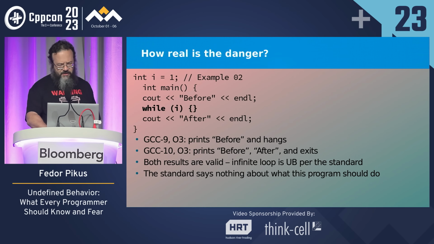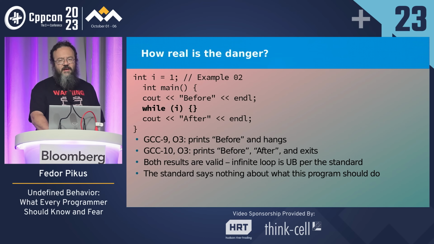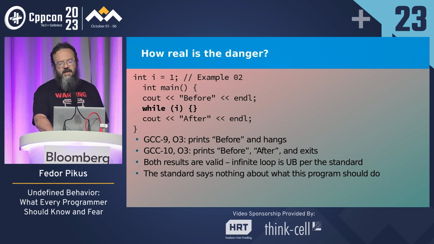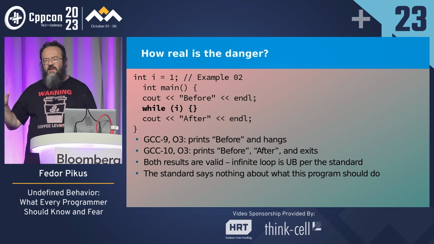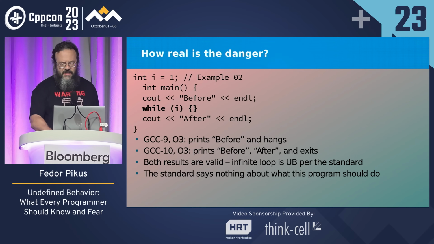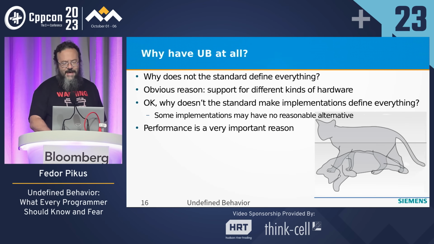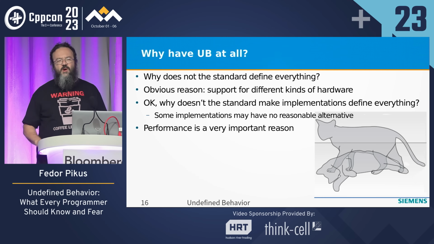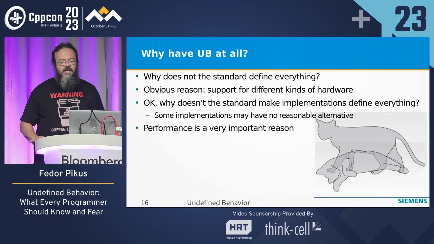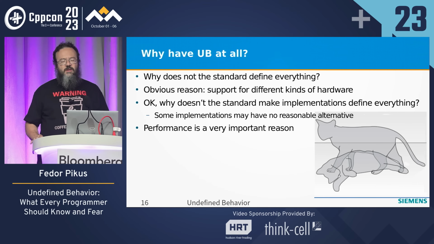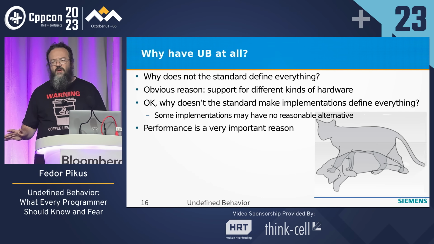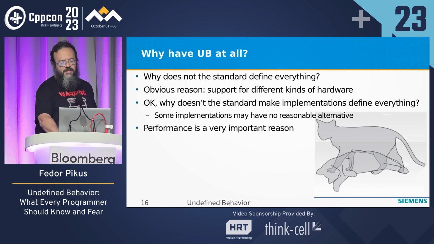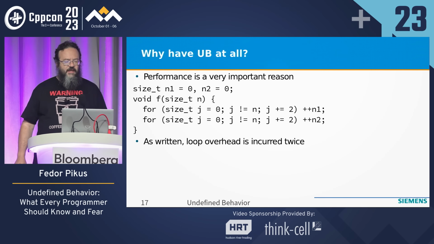So between 9 and 10 is where the transition happened. Well, the compiler did that because the standard actually says that the program can do whatever it wants, because this is an infinite loop, with some qualifications that I won't go into, but this particular infinite loop is undefined behavior. Okay, why? Well, there are some obvious reasons. You need support for different kinds of hardware. On some hardware, certain things just cannot be done. On some implementations, you have no reasonable alternative, no way to define it. Okay, fine. But a very important reason is actually performance and optimizations. And this infinite loop is a perfect example to demonstrate.